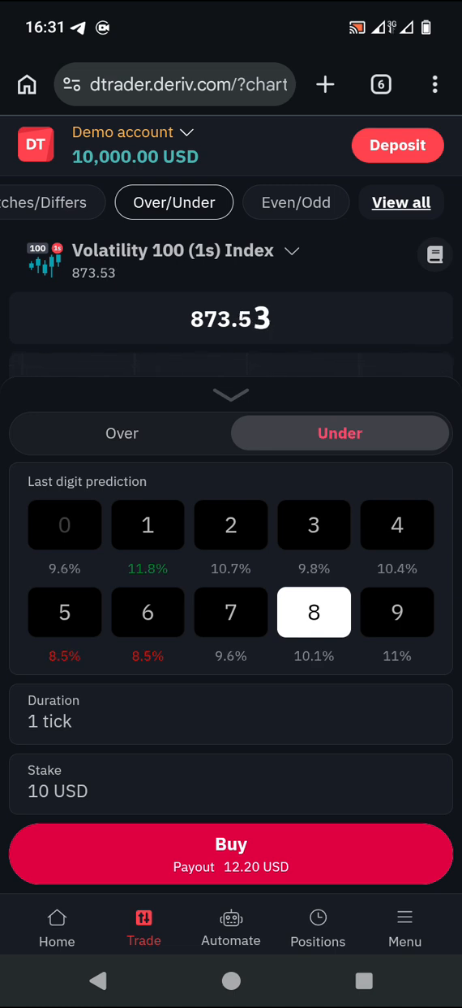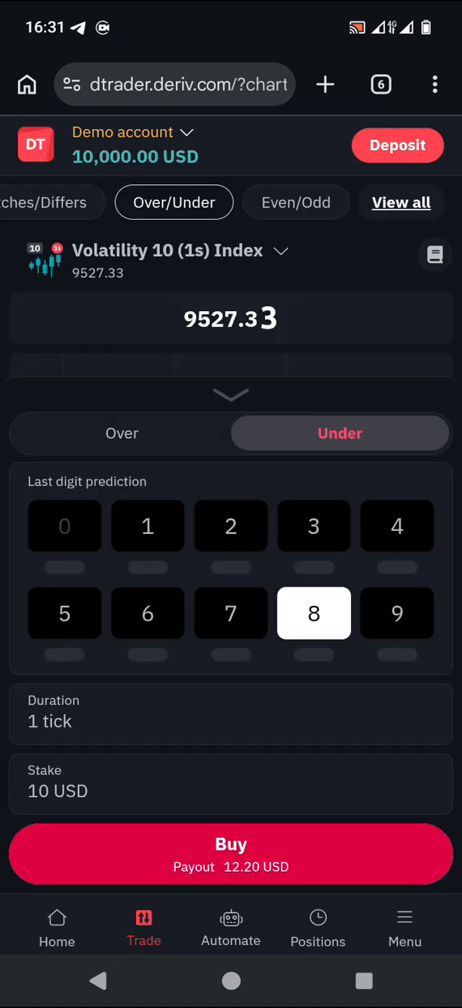But now there's another thing. Make sure that digit 9 is below 10%. Okay, not necessarily digit 9, but of digits 8 and 9, one of them should be below 10%. The other one could be above 10%, there is no problem. But in our case now, we can see that both digits 8 and 9 are above 10%. So let's check for another volatility so that we can trade.